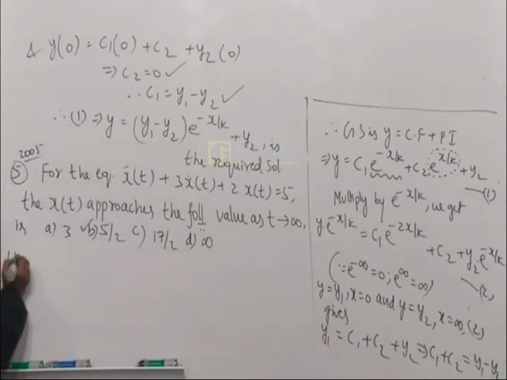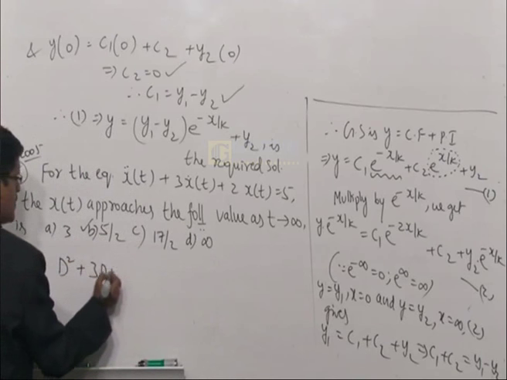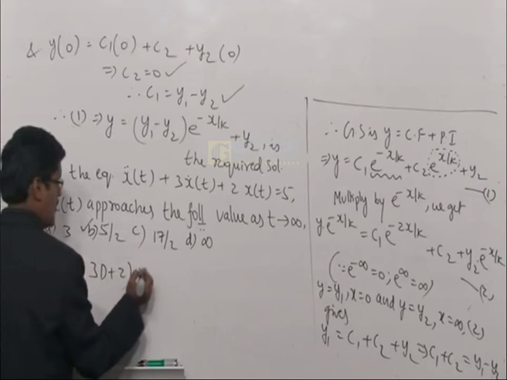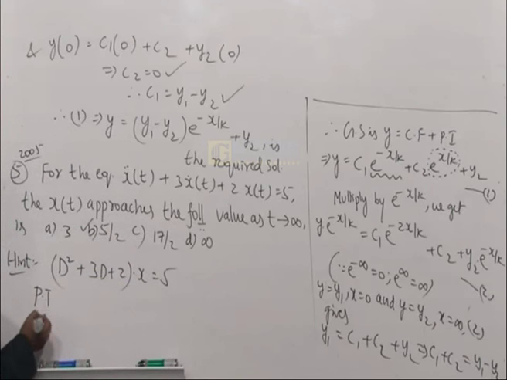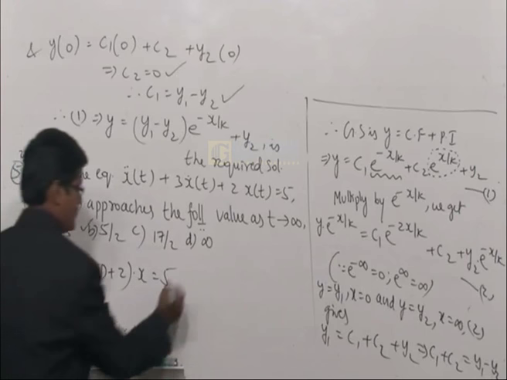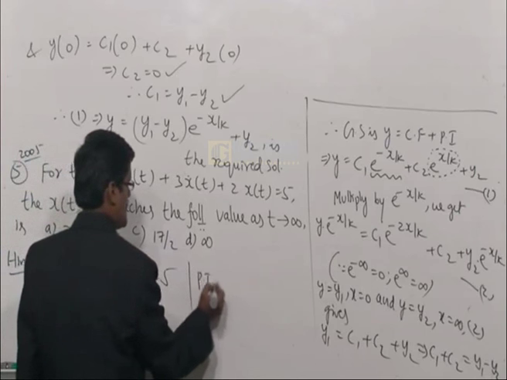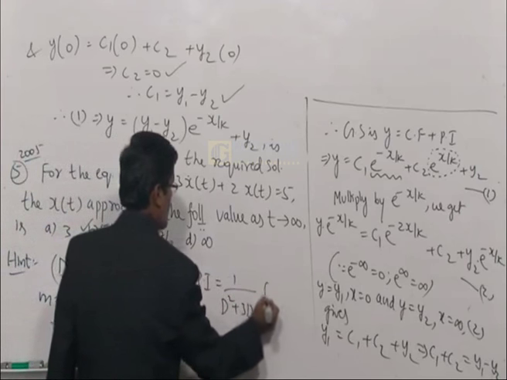I am just writing a hint. The equation is (D square plus 3D plus 2) into x is equal to 5. So you know the CF: m is equal to minus 1, minus 2. Therefore the CF, you know how to write. PI is 1 over D square plus 3D plus 2, 5.